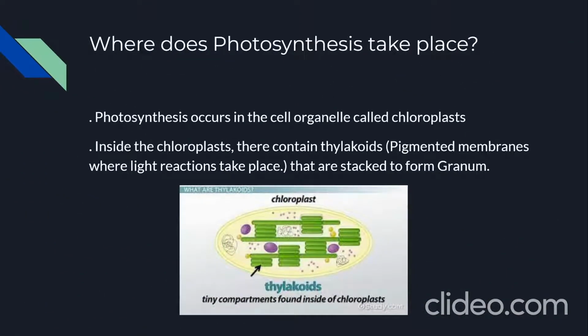Where does photosynthesis take place? Photosynthesis occurs in the cell organelle called chloroplast. Inside the chloroplast there are thylakoids, which are pigmented membranes where the light reactions take place. They are stacked to form granum.